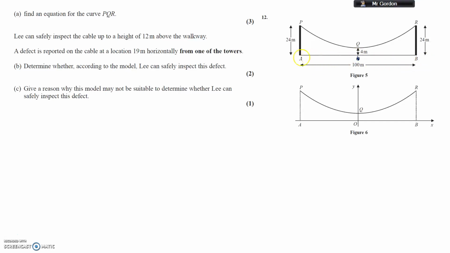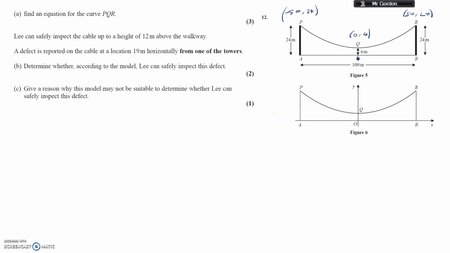The towers are 100 meters apart, 50 either side, so point P is at (-50, 24), and then point R, the top of this tower, is at (50, 24). The towers are 24 meters high. Q is 4 meters above the ground, and it's above the origin, so it would be (0, 4). And I need to model this.